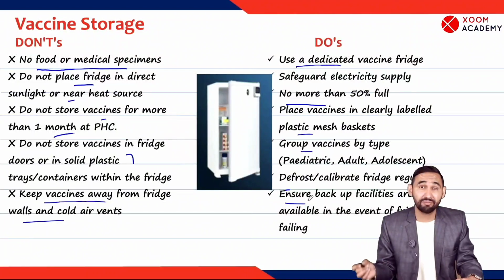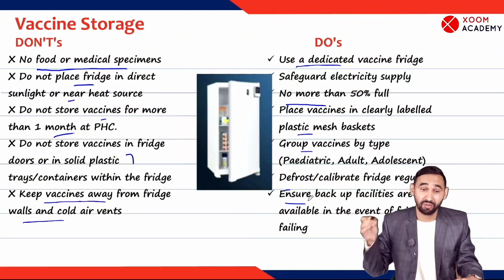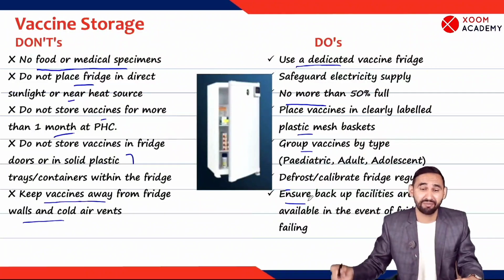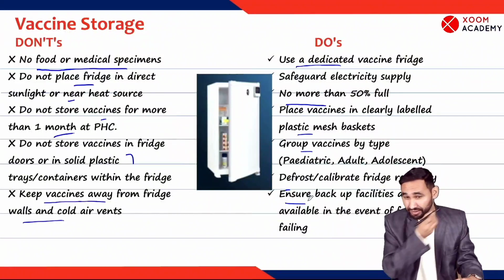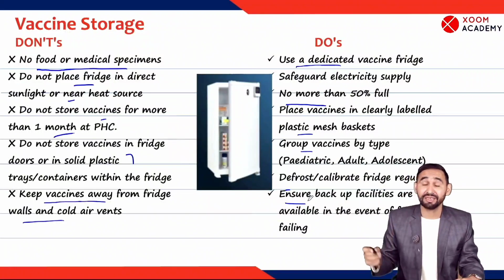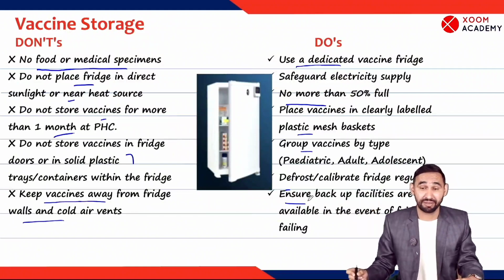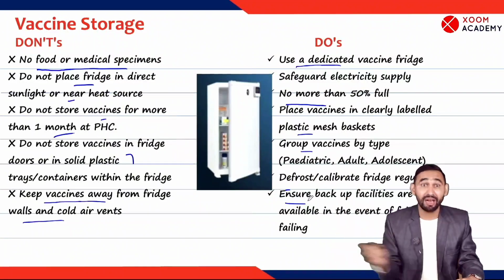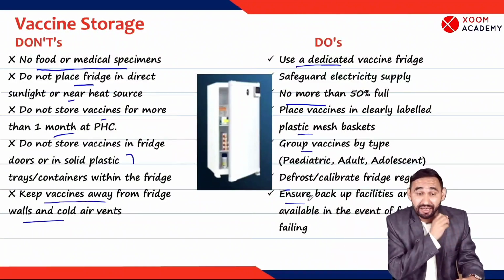We need to keep vaccine at optimum temperature. So you should remember that no other things should be kept in the fridge like food. Plus, the fridge should be defrosted and it should not be filled more than 50%. Alternative sources or backup facilities should be provided. Fridge should not be kept in direct sunlight exposure.